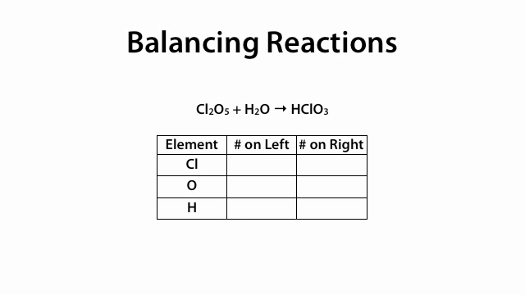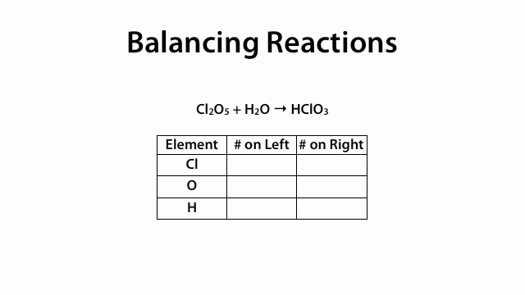Let's look at another example. Cl2O5 plus H2O yields HClO3. Anytime we want to balance a reaction, we're going to make a table. We're going to make a column of elements, a column for number on the left, and a column for number on the right. In the elements column, we're going to list all the elements present in the reaction. In this reaction, we have Cl, O, and H.